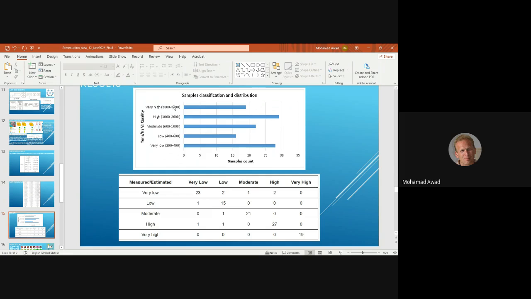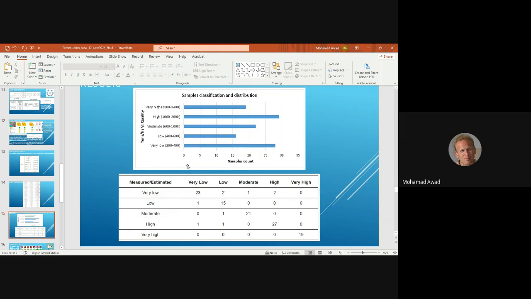As we can see here, the samples are divided according to the estimated sequestered carbon. Those samples with values between 2,000 and 3,400 tons per hectare are given a quality value of very high. Those between 1,000 and 2,000 tons per hectare are given a quality value of high. And at the end, those between 200 and 400 are given a quality value of very low.